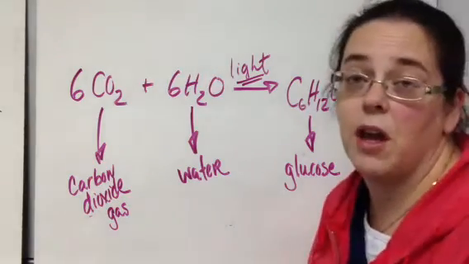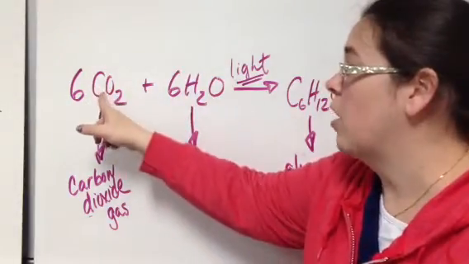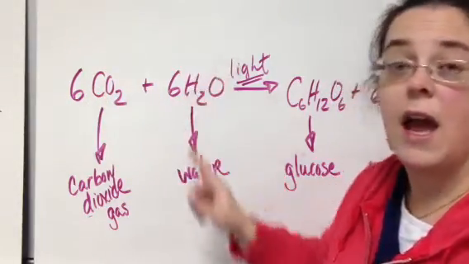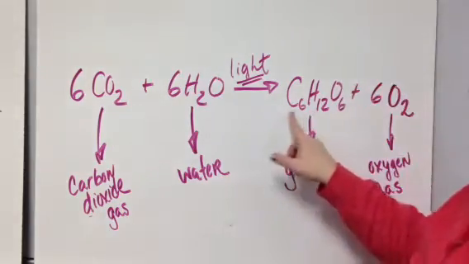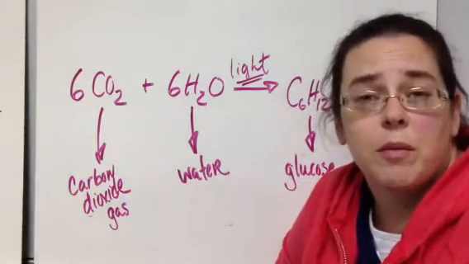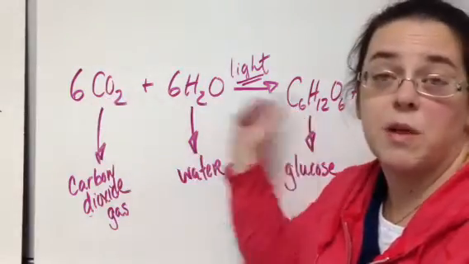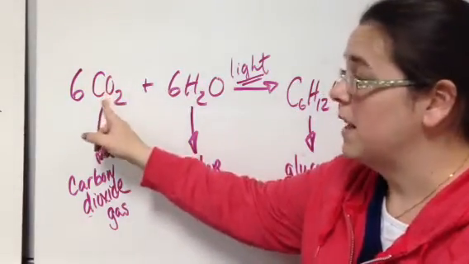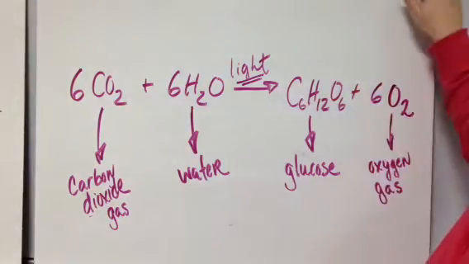And so that formula shows us the reactants, what we need to start. We need carbon dioxide, water, and light. And what we end up with after photosynthesis is finished is glucose and oxygen gas. So when we were talking about the carbon cycle and our biomes, photosynthesis played a huge role because plants take carbon out of the atmosphere and release oxygen back in.